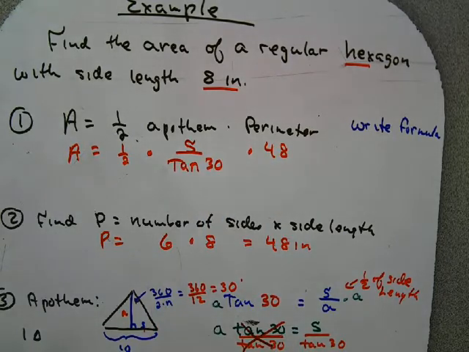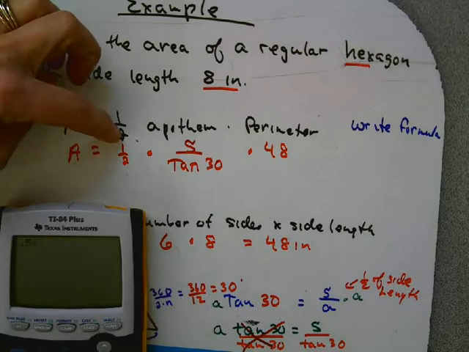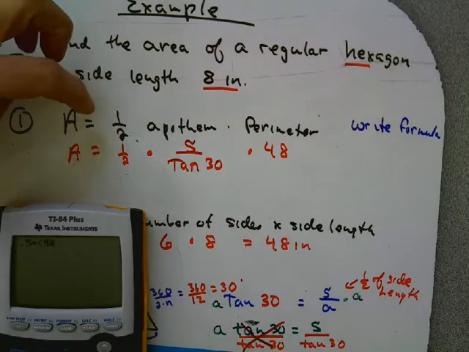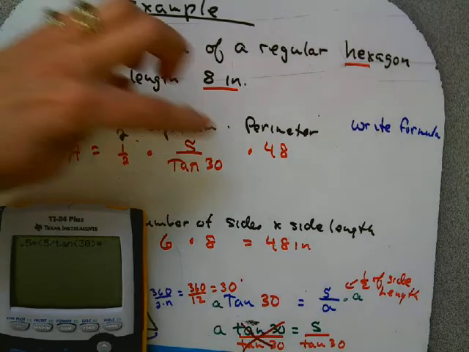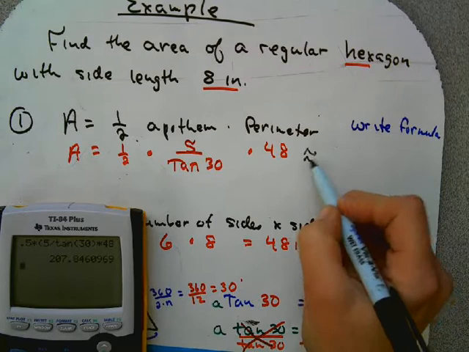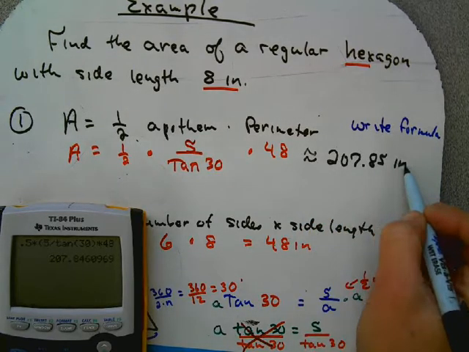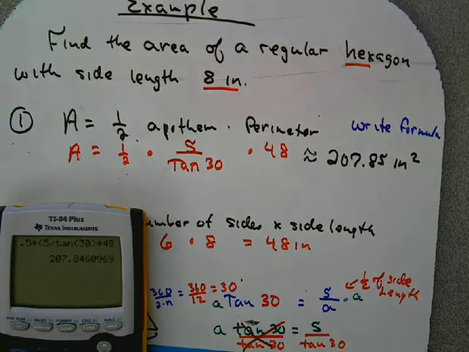Now your last step is to just multiply it all together. So let's do that now. Again, make sure you are in degree mode. 0.5, 1/2, times, in parentheses, 4 divided by the tangent of 30, times my perimeter, 48, and there we go. Approximately equal to 207.85 square inches. There's my area. That's all you need to do.